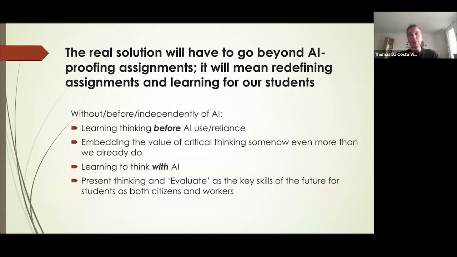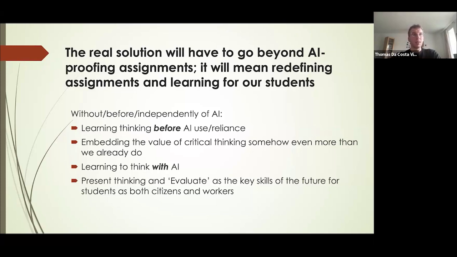Second, before and independently of AI too, because I'm not arguing for AI reliance. I actually think that at some steps of learning, we need less AI. So they need to learn to think before using AI and to build these building blocks generally, and at each time that they do actual thinking. And somehow we need to push critical thinking even more, especially when assessing AI output, obviously. And then it becomes learning to think with AI as much as before AI.